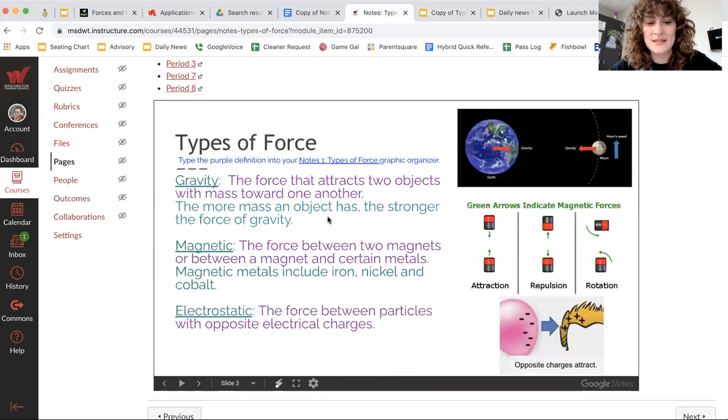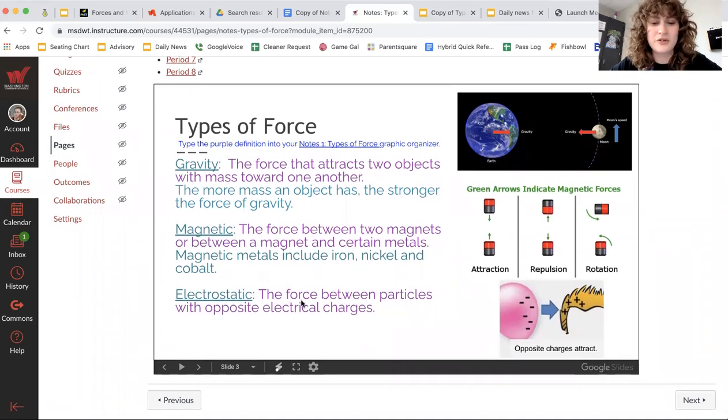The more mass an object has, the stronger the force of gravity. So Earth, a medium-sized planet, has more gravity than Mercury, a small planet, but it does not have as much gravity as Jupiter, a very, very large planet. The Moon has less gravity than the Earth, but the Moon is affected by Earth's gravity, so that's why the arrow looks like the same size as the Earth's arrow.